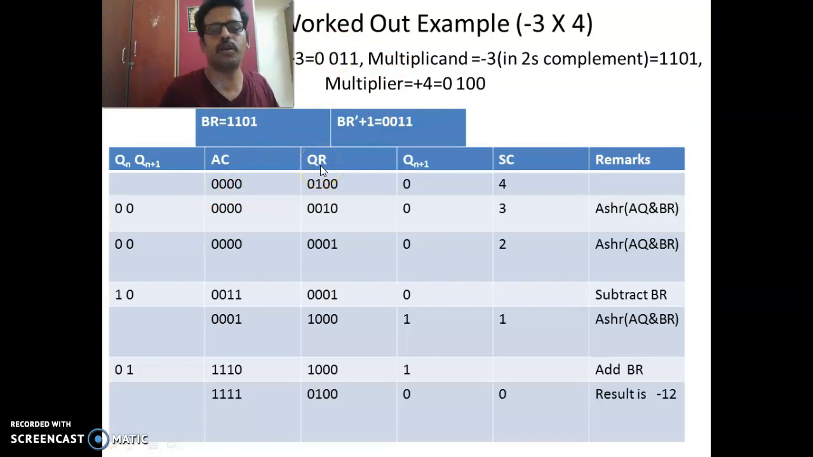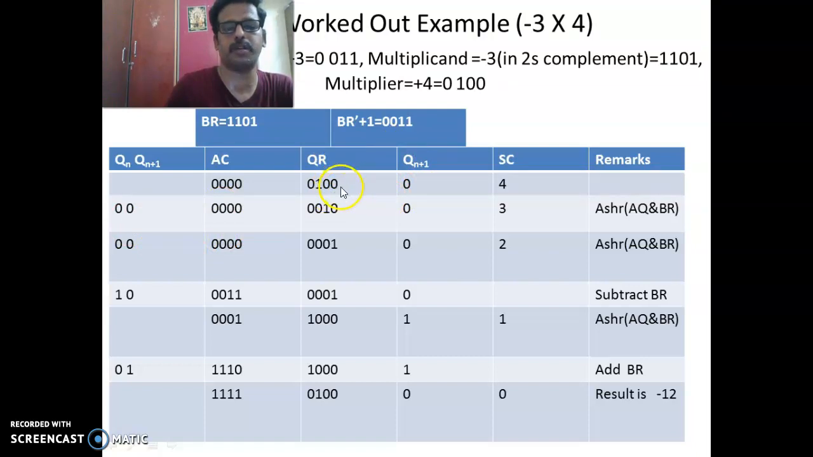QR is to hold the multiplier. Here the multiplier is 0 1 0 0, and Qn plus 1 is initialized with 0. The sequence counter, we know, is 4, the number of bits in the multiplier. Now the algorithm starts. Qn plus 1 is 0, AC is 0 0 0 0.